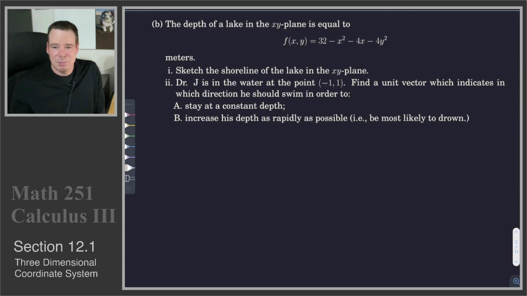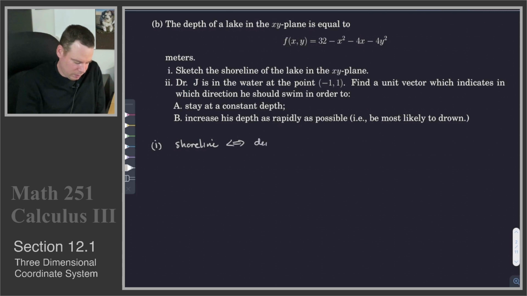So this is in some sense about just interpreting what these questions are asking and then how to set them up mathematically. So what would the shoreline be? Well, you've got to think, what is the depth at the shoreline of a lake? Well, the depth would be 0. When you're at the shoreline, there's no depth in the lake. The depth is 0. So here we've got that the shoreline is precisely where the depth is 0. But that's exactly what we mean by f of x y equal to 0.